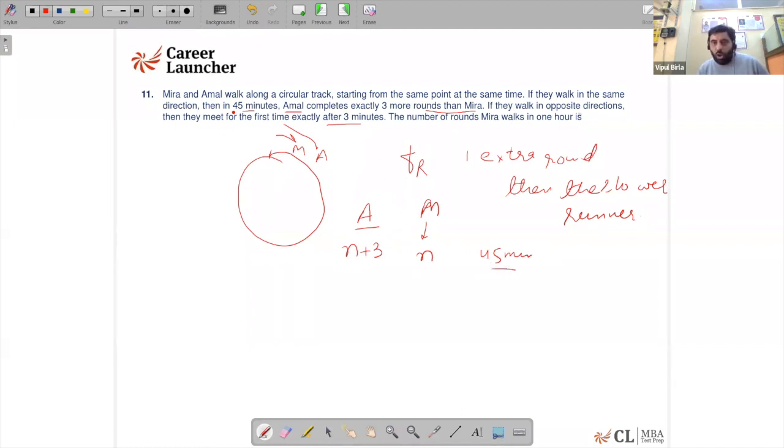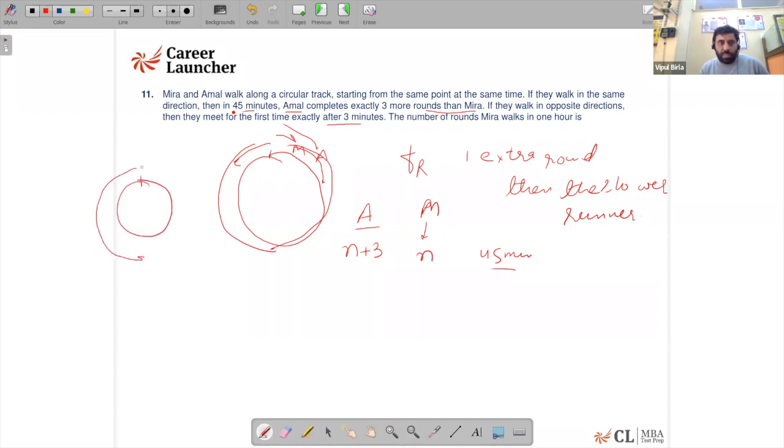Now, if they walk in the opposite direction, then they meet for the first time exactly after 3 minutes. So I know that in that span of 3 minutes, they are meeting after 3 minutes.